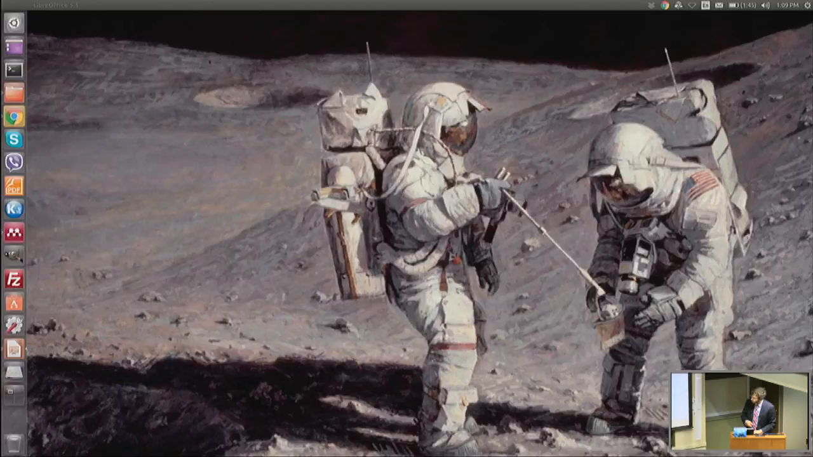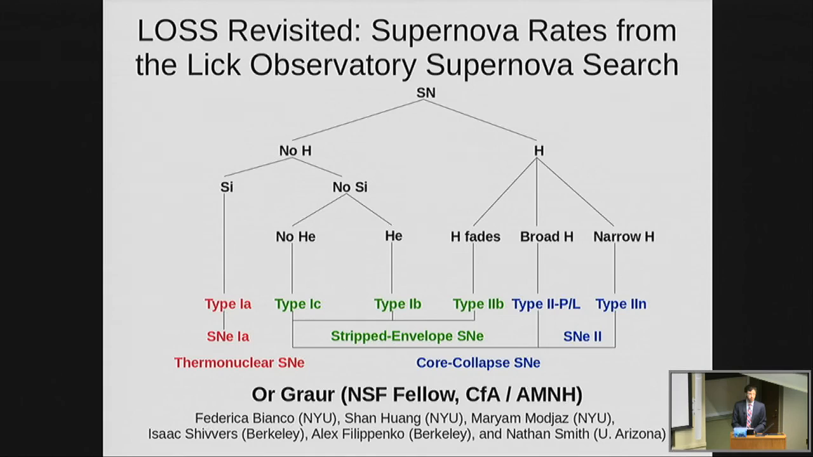Okay, so hi everyone. My name's Or Graur. I'm a new NSF postdoctoral fellow here at the CfA. I'm also a research associate at the American Museum of Natural History. So if anyone's visiting New York and wants tickets, come talk to me.